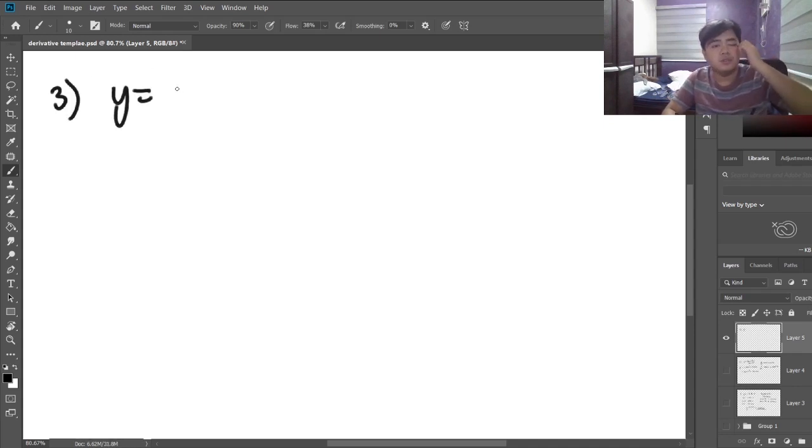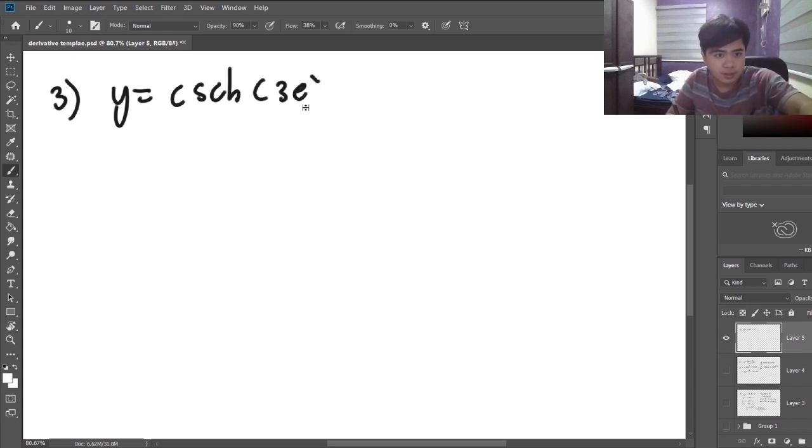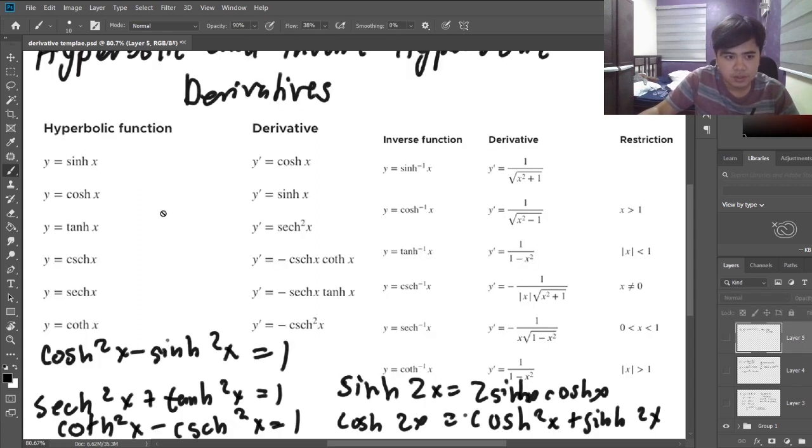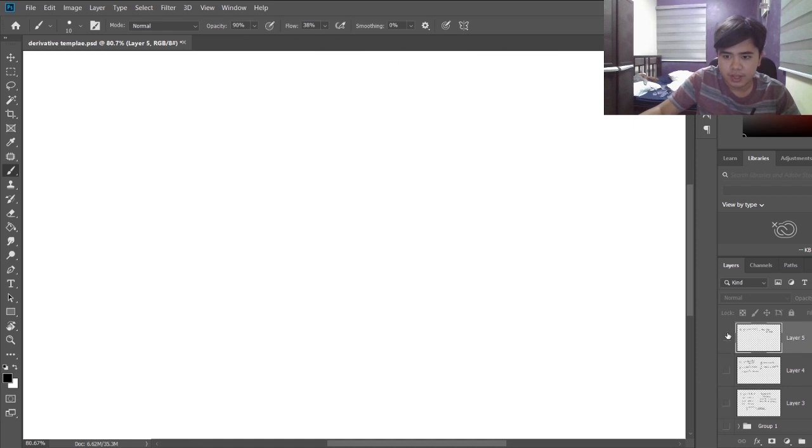y is equal to hyperbolic cosecant of 3e to the x. Oh, sorry, 3e to the x. And we need to find the slope at x equals 0. We need to find the derivative of this first, and then we can find the slope at 0. So let's see from the list again. For cosecant, it's going to be negative hyperbolic cosecant x times hyperbolic cotangent x. So we're going to use that.